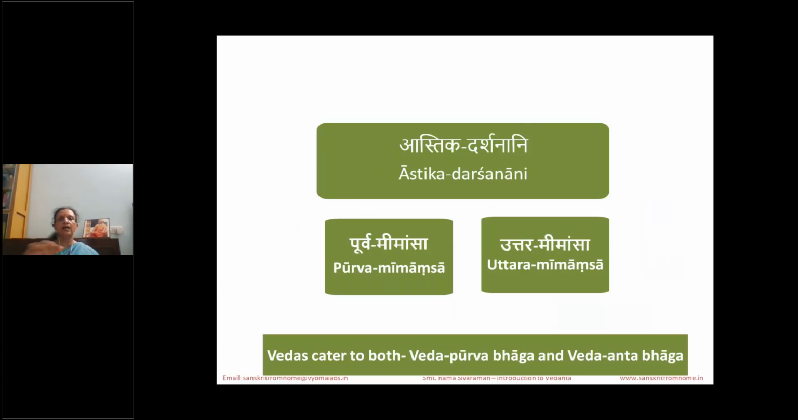right? So now if you see, I'm just highlighting Astika Darshanani, Purva Mimamsa and Uttara Mimamsa, and the Veda. I'm just entering into the Vedas or the scriptures. The Vedas cater to both Veda Purva Bhaga and Veda Anta Bhaga, and it covers the Purva Mimamsa part as well as the Uttara Mimamsa part. The difference between the two being Purva Mimamsa is highly ritual oriented, and Uttara Mimamsa is the Vedantic part or the Upanishadic part, which is more contemplative and looking at moksha as the ultimate goal. We will see where all they have overlaps and what kind of overlaps are there, right?